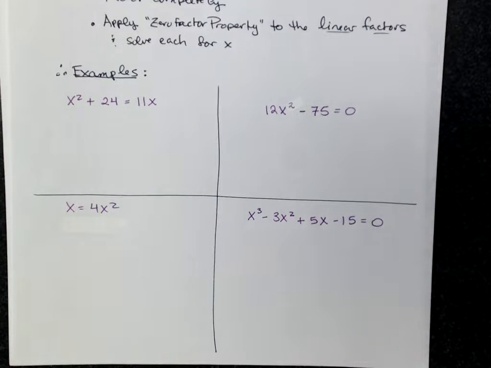Put it in standard form, factor completely, set each factor equal to 0, and solve each little linear factor.